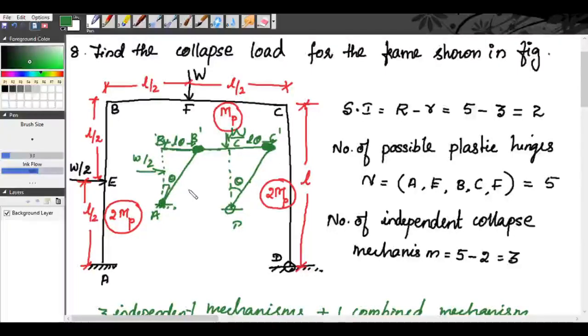Now the fourth mechanism is the combined mechanism. It is a combination of sway and beam mechanism. So at A you will have a hinge, at B you will have a hinge, at C you will have a hinge, and you will also have a beam mechanism. So here also at F you will have a hinge. This is called the combined mechanism. We will see all these four mechanisms one by one. Then we will see which is the least load; that will be our collapse load.